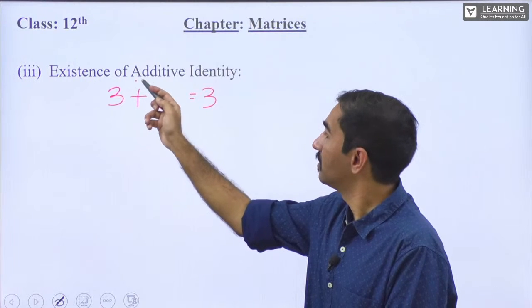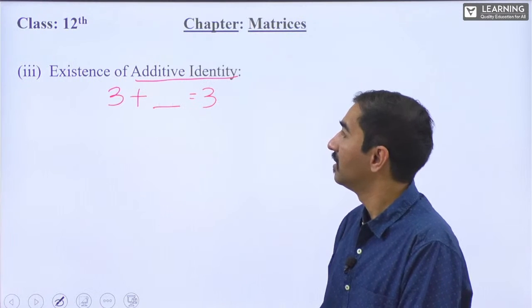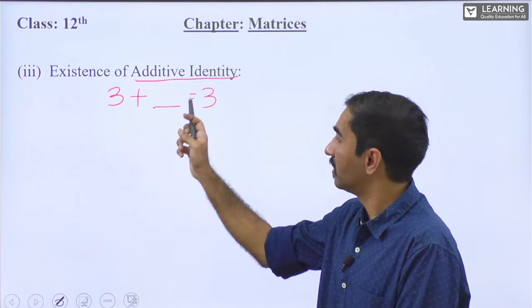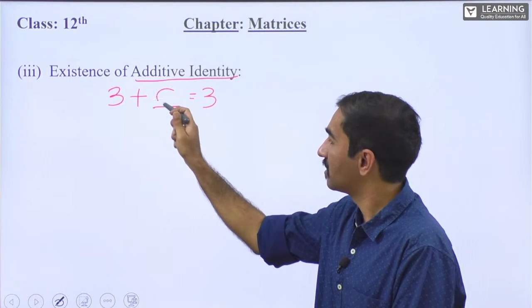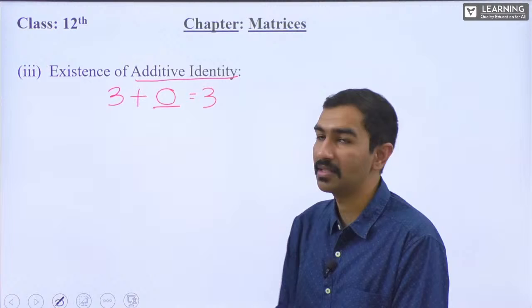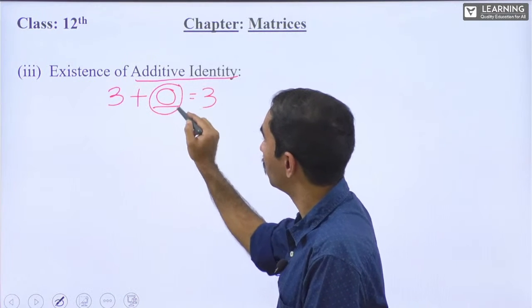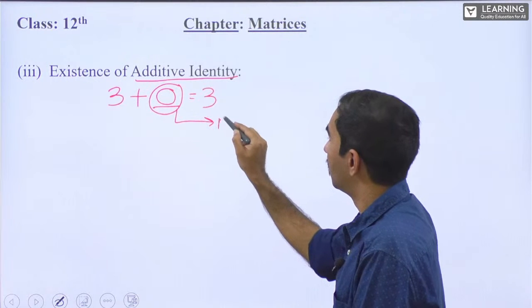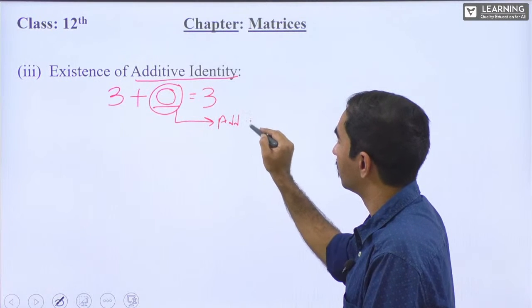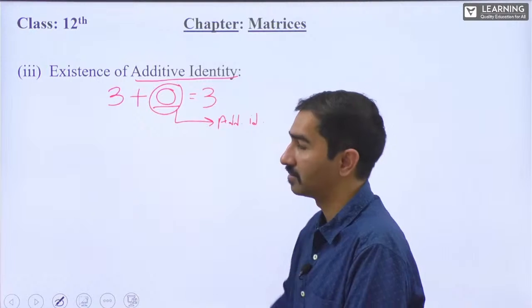See the statement, additive identity. 3 plus what is equal to 3? Obviously the answer is very simple. The answer is 0. So what do we consider? We consider 0 to be the additive identity in addition.